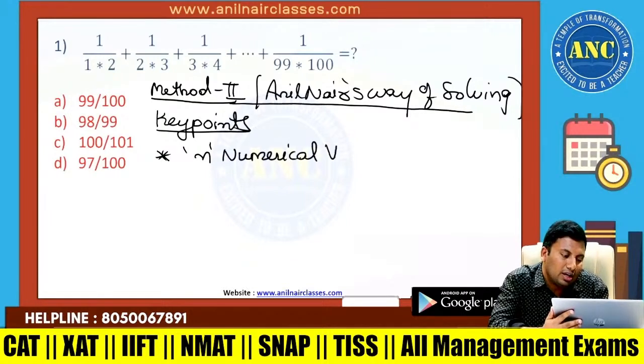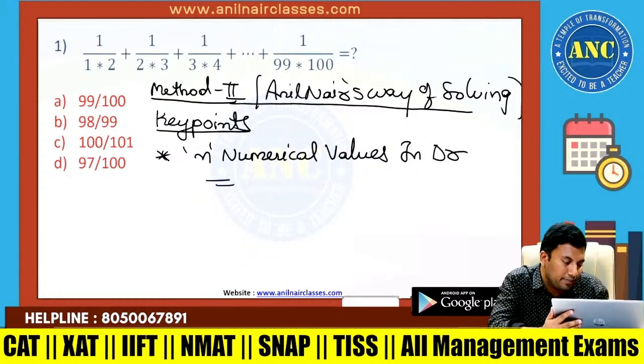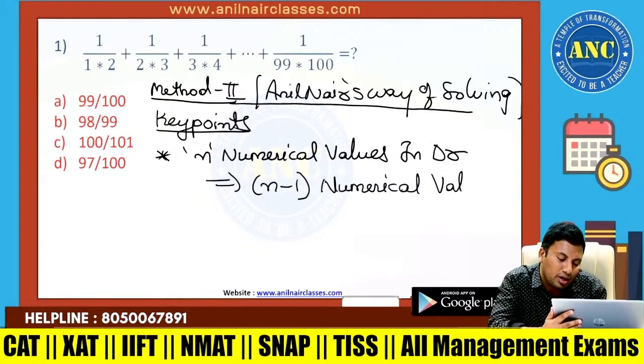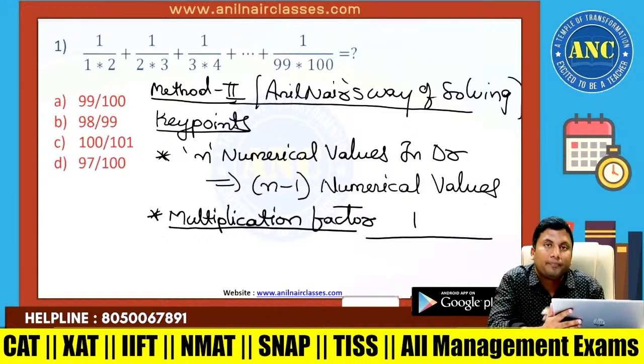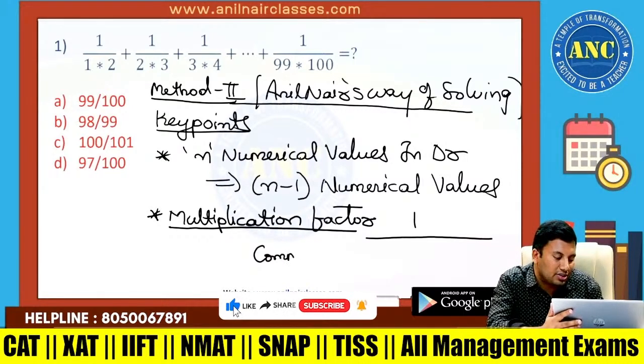condense it to n minus 1 numerical values. And the second one is the multiplication factor. What will be the multiplication factor? The multiplication factor will be 1 by the common difference into the number of terms condensed.